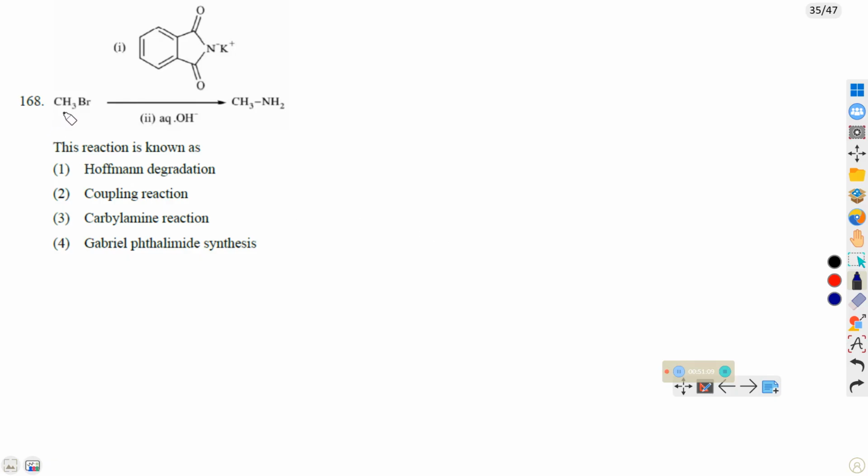Alkyl halide reacts with the phthalimide. Then it gives amine, aliphatic amine. What is the reaction name? Gabriel phthalimide synthesis.